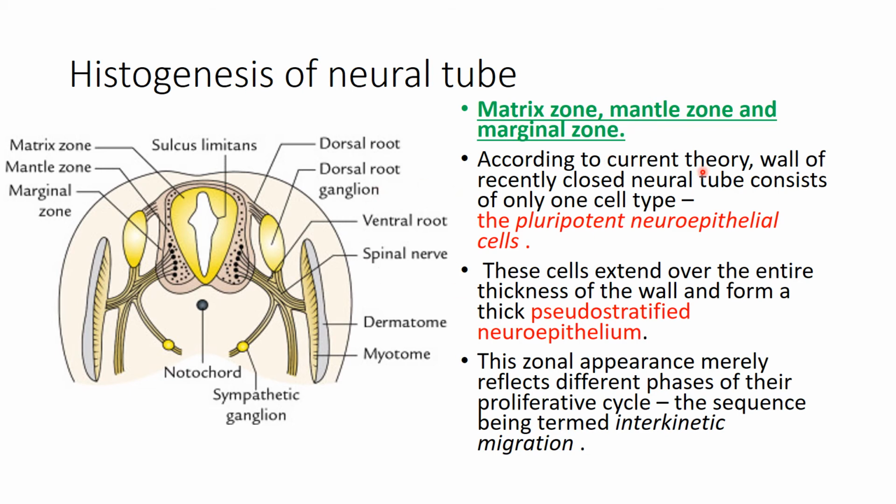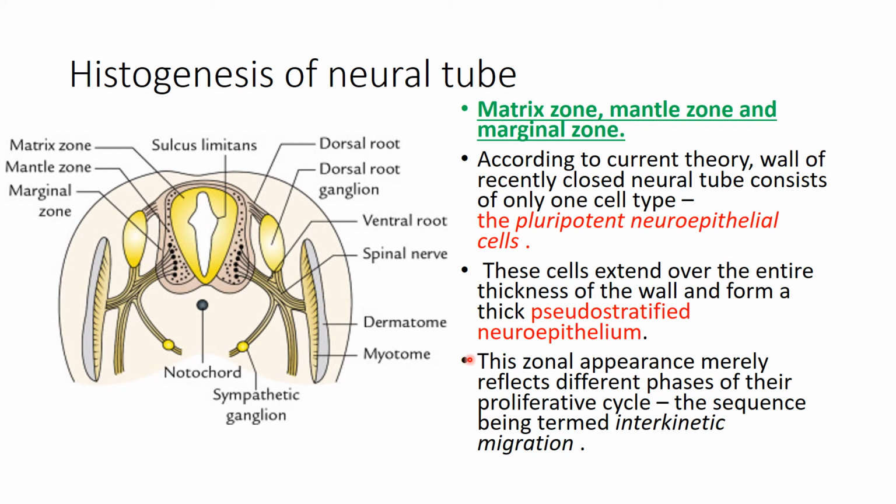According to the current theory, the wall of the recently closed neural tube consists only of one type of cell called pluripotent neuroepithelial cells. This, what we call the matrix zone, has only one type of cell, the pluripotent neuroepithelial cells, in the initial phase, but it constantly divides itself to give rise to a pseudo-stratified neuroepithelium, which surrounds this zone.